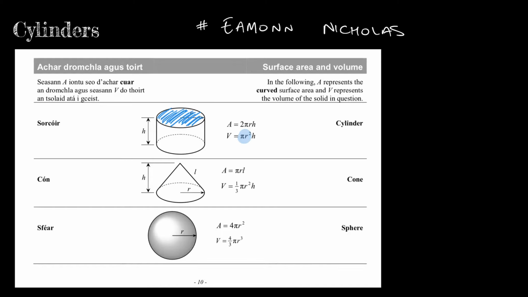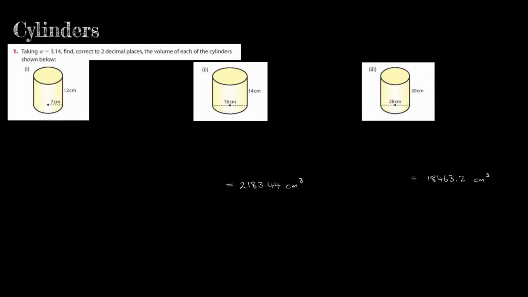Okay, so what we'll do is we'll skip on and start off with these first ones here. It says taking pi equals 3.14, find, correct to two decimal places, the volume of each of these cylinders. Now I'm going to do out the first one for you. I'm expecting some of you to be able to fly through and complete the second one and the third one by yourselves. I've given you the answers so you can check them.